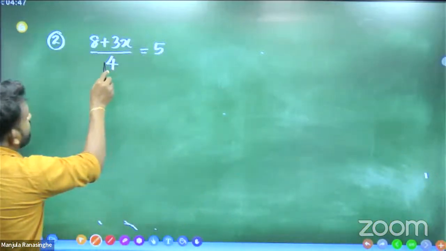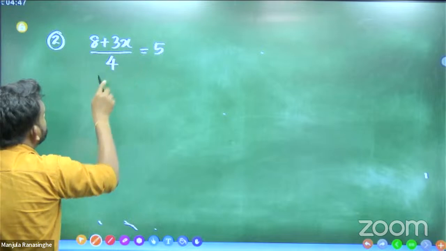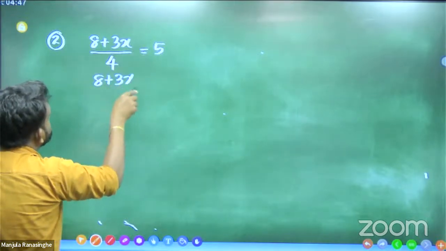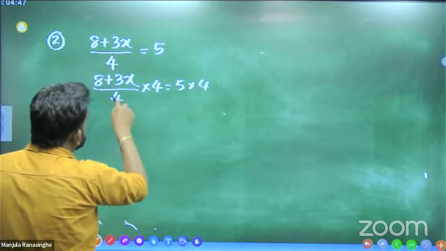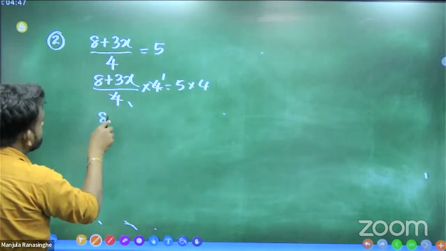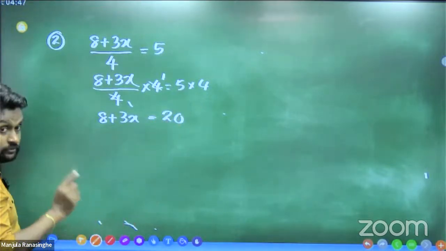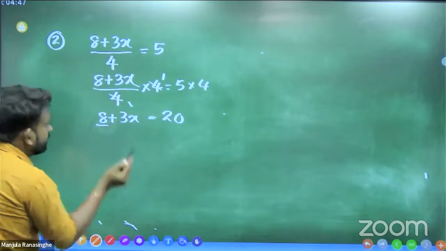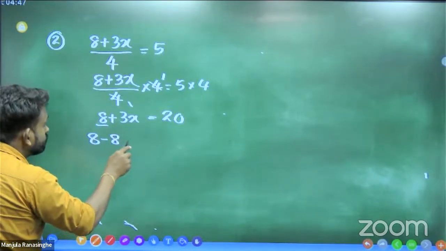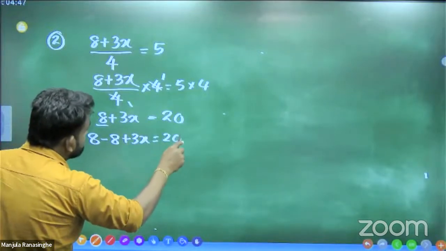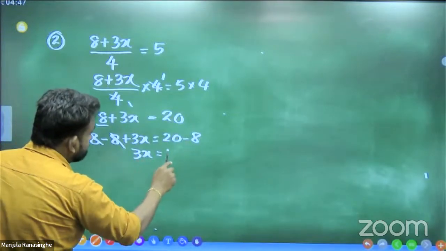So here there is a division by 4. To eliminate it, we know the opposite of division by 4 is multiplication. This is an equation, so we cannot multiply at one side only; we have to multiply both sides by 4. Then 4 and 4 simplify. Here it becomes 8 plus 3x equals 5 into 4, 20. Now, to subject x, it is better to eliminate the plus 8 first. We bring minus 8 to both sides. Then 8 and 8 cancel. Then 3x equals 20 minus 8, 12.